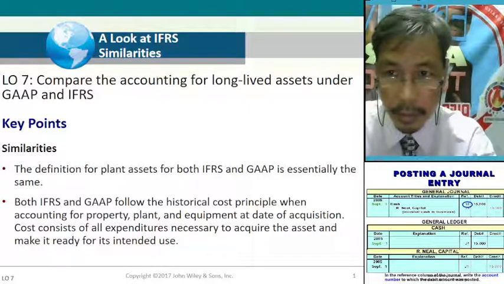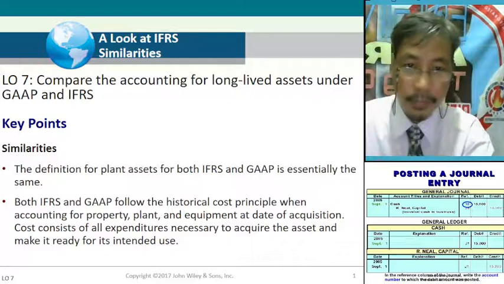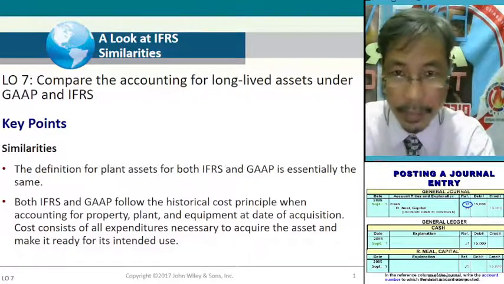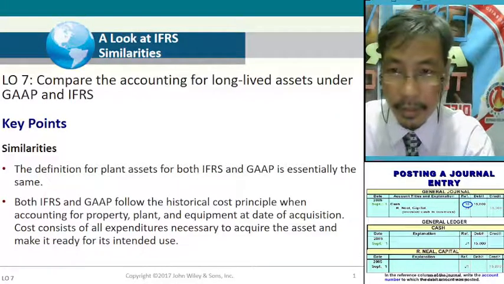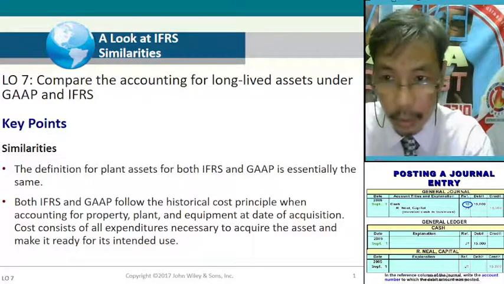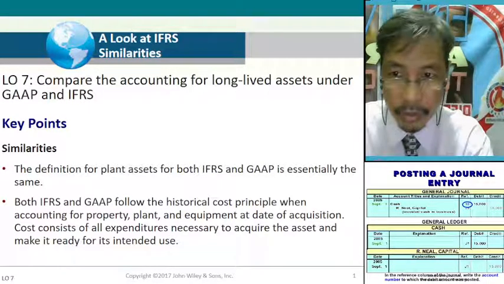In this lesson, we will compare the accounting for long-lived assets under GAAP and IFRS. So let's first take a look at similarities. The definition for plant assets for both IFRS and GAAP is essentially the same. Both IFRS and GAAP follow the historical cost principle when accounting for property, plant, and equipment at date of acquisition.